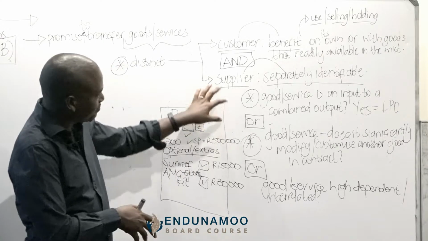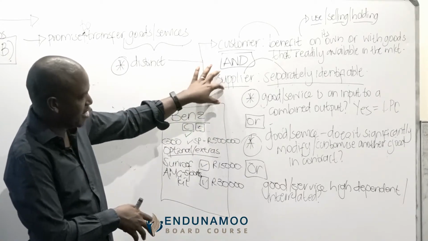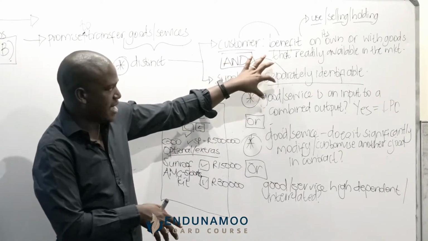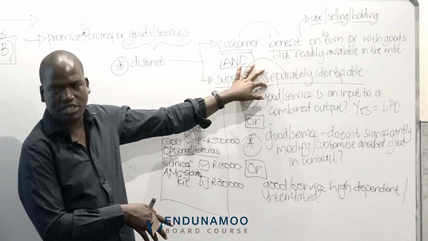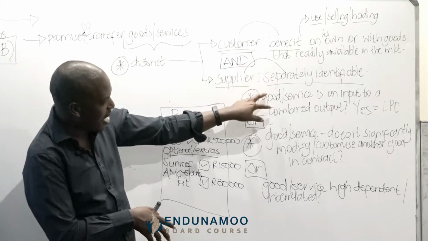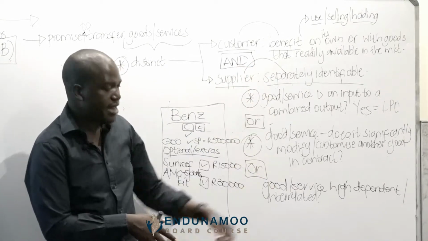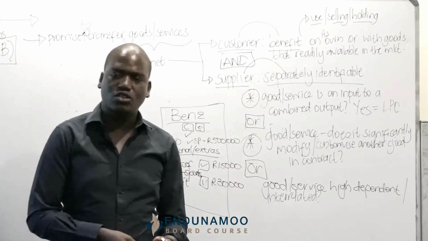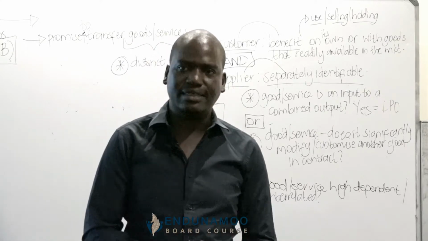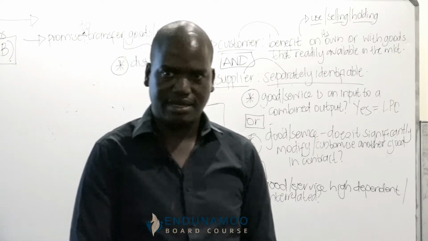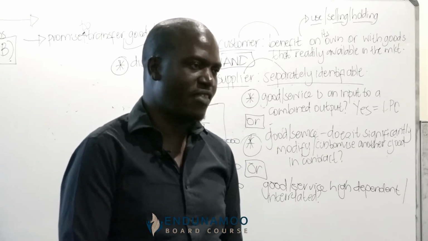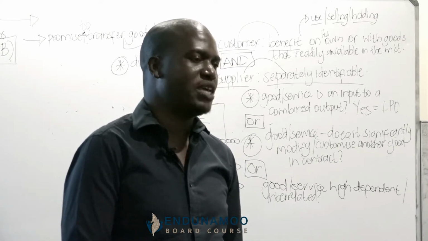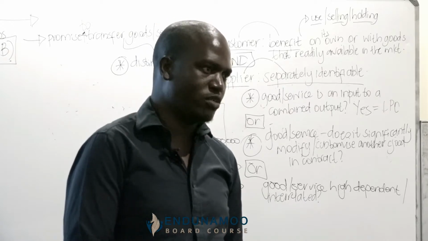Then, from the supplier's perspective, remember you want to get to whether it's a yes, separately identifiable, or no, not separately identifiable. Then you have to test and make sure that those three conditions are addressed or considered altogether. So that is how you test for whether you've got one performance obligation or two performance obligations.